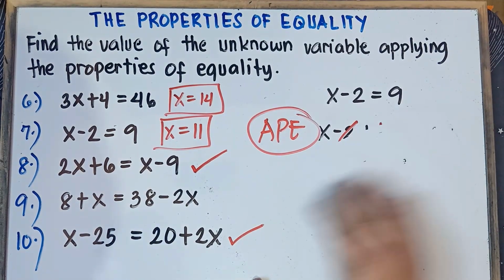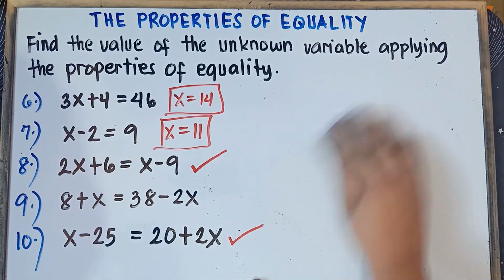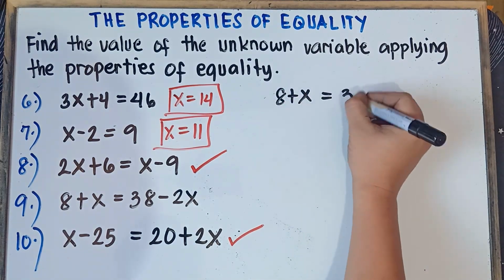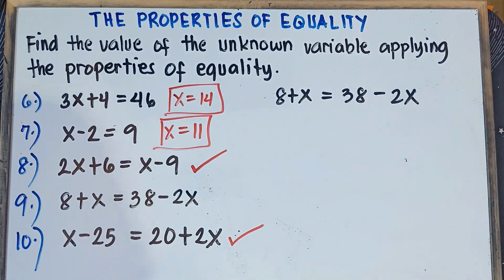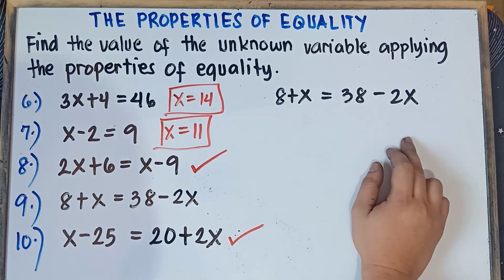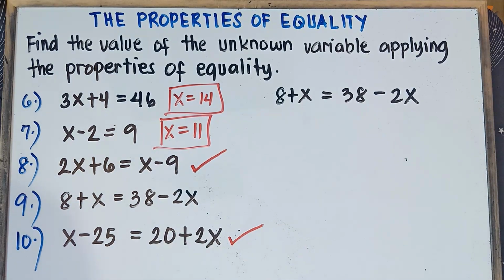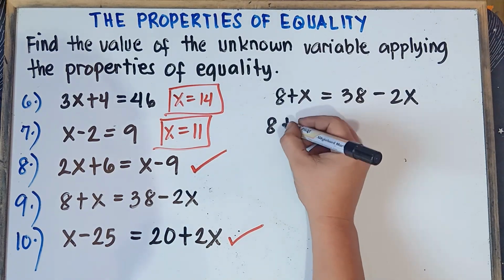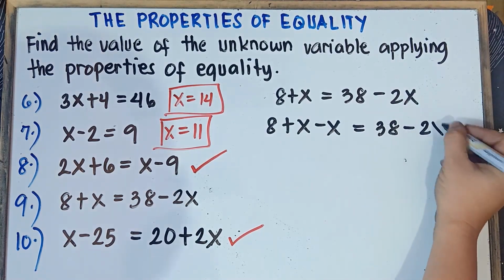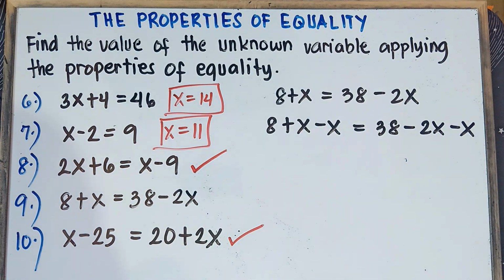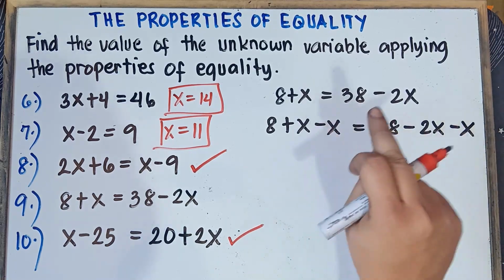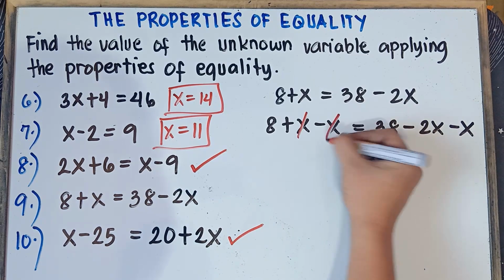Alright, so last example, class, example number 9. Our equation, we have 8 plus x equals 38 minus 2x. To remove this x, we need to subtract both sides by x so that we can cancel this out. So 8 plus x minus x equals 38 minus 2x minus x, because x minus x, we can just simply cancel this out.